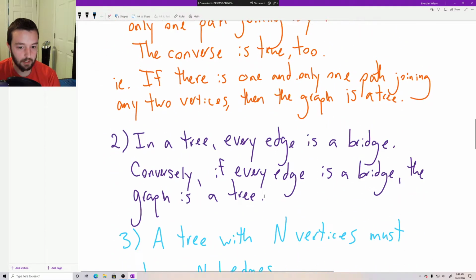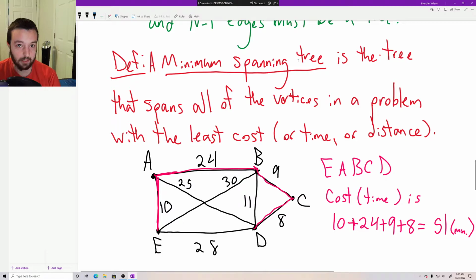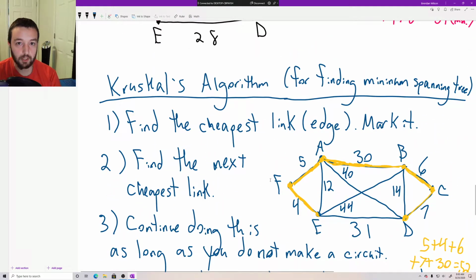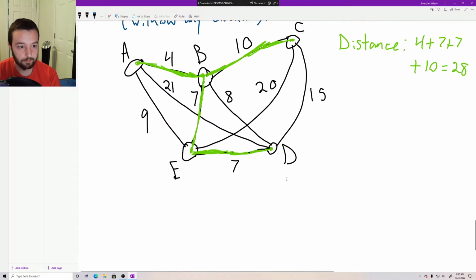Then we looked at some properties of trees, which are very useful. And then we looked at the minimum spanning tree. This is what we were kind of working up to the whole chapter, because this is where we can find the most efficient path in terms of the cost, whatever the cost might be, like time or distance or actual cost. And then we had this algorithm for doing it, which was basically pick the shortest one, now pick the next shortest one, etc. And you just keep doing that, making sure that you're not forming any circuits ever.